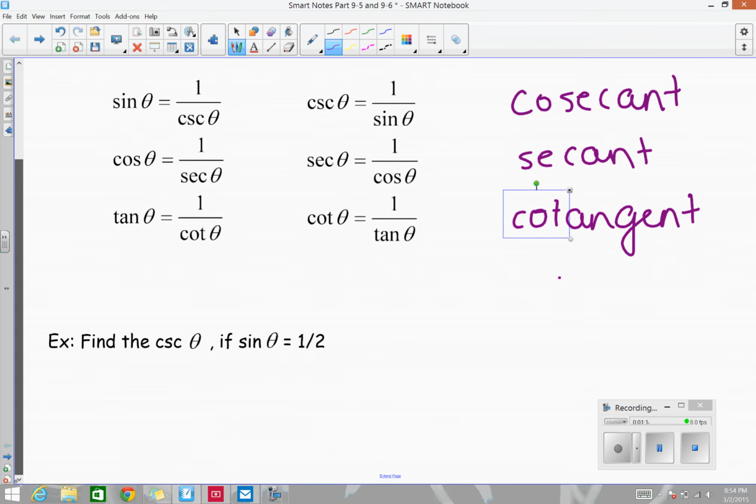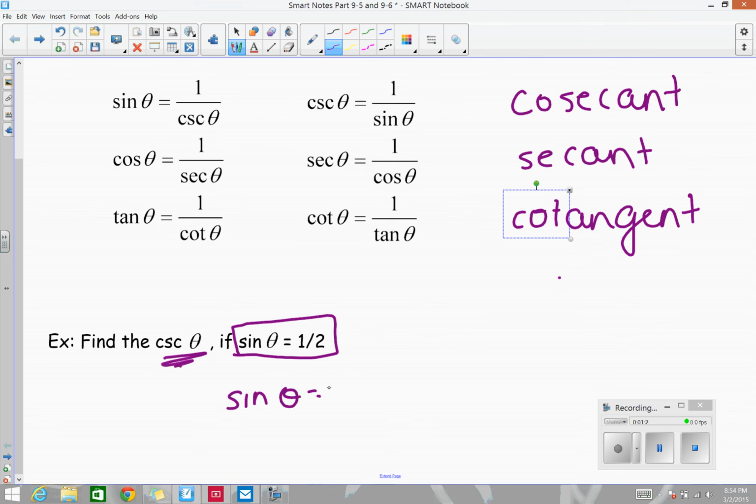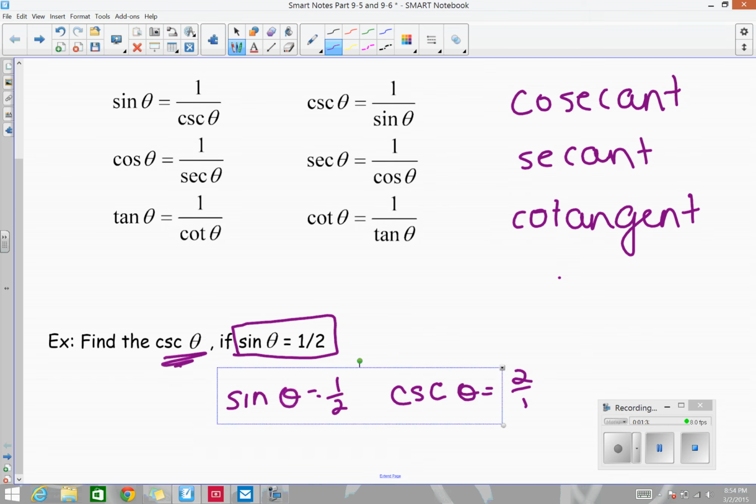So for a quick example, basically, if you already know what the sine is, the sine of theta equals 1/2, and I want to find the cosecant, then you just take the reciprocal. So sine theta equals 1/2. Cosecant theta is the reciprocal of that. The reciprocal of 1/2 is 2 over 1, or just 2.